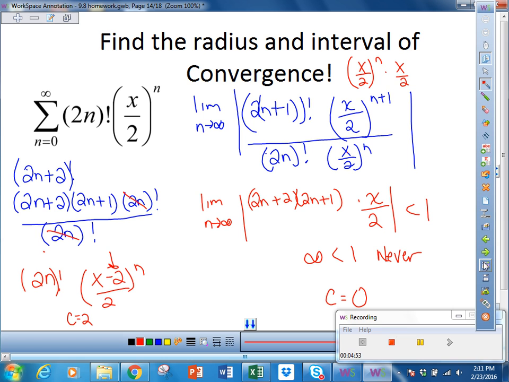Are we good? No, there is no radius because it only converges at a point, not on an interval. The radius of convergence is 0. Yes, Isaac. Is that what you want to know? Yeah. So R is equal to 0.